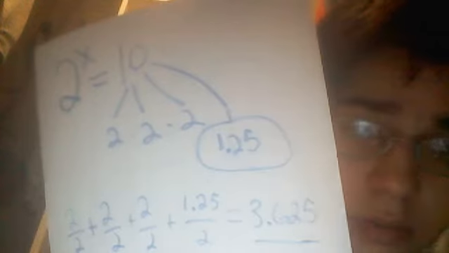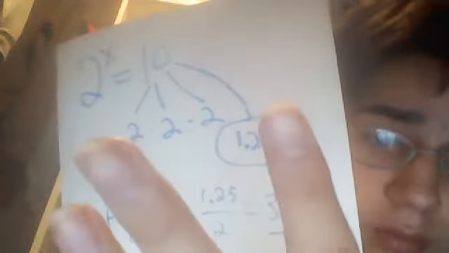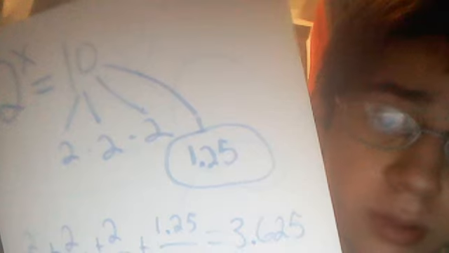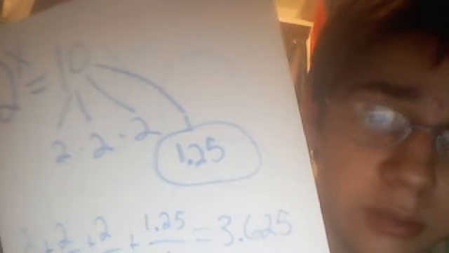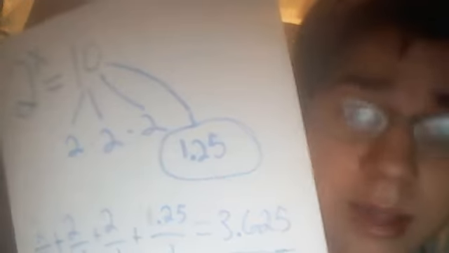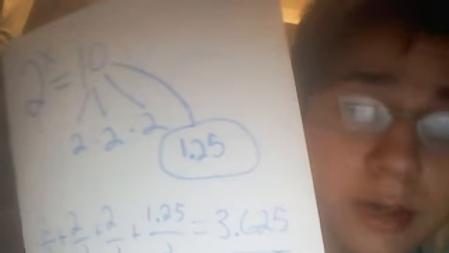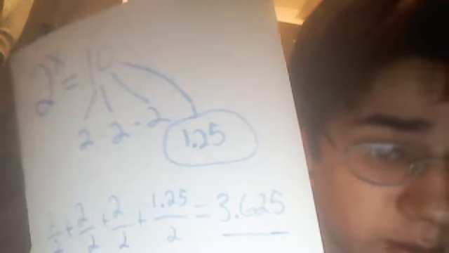2 times another 2 times another 2 times 1.25 will give you 10. It'll give you 10. Nothing to it. And most people would answer this when you're looking at this and you would say, well, he's wrong. People would say the real answer is 3.321, etc., etc.